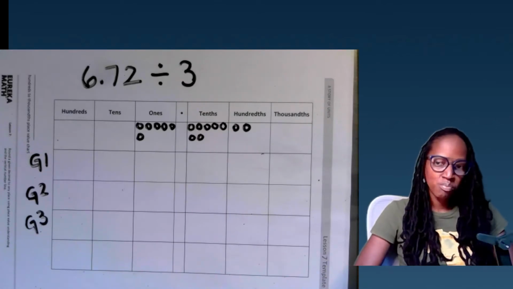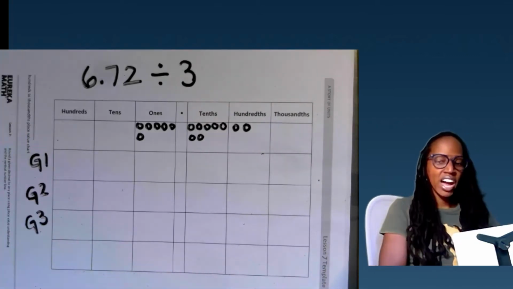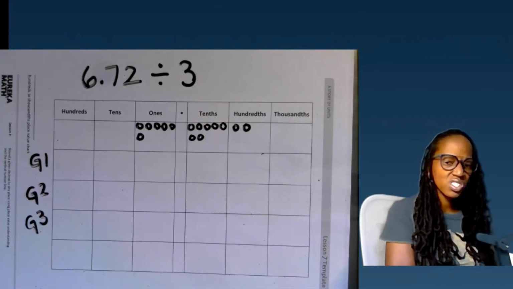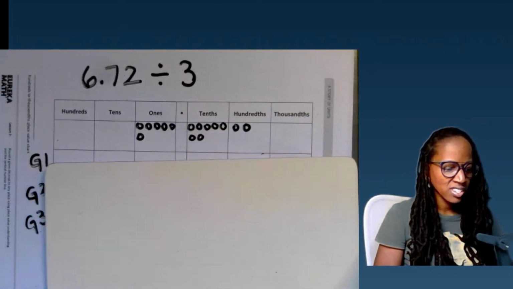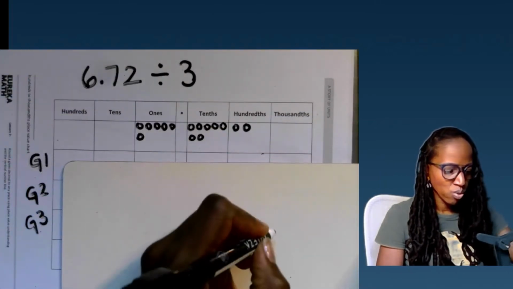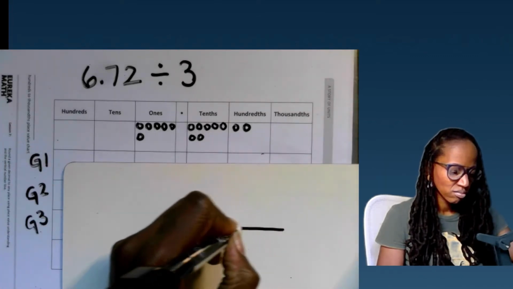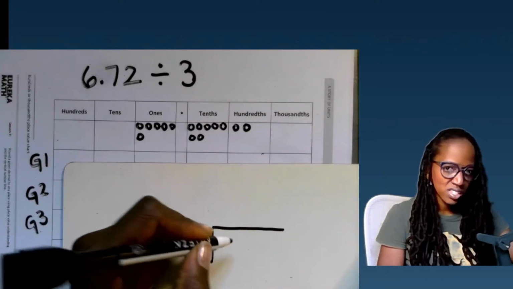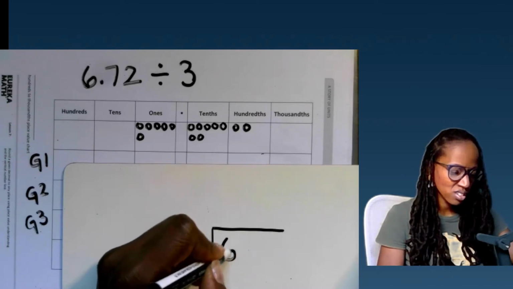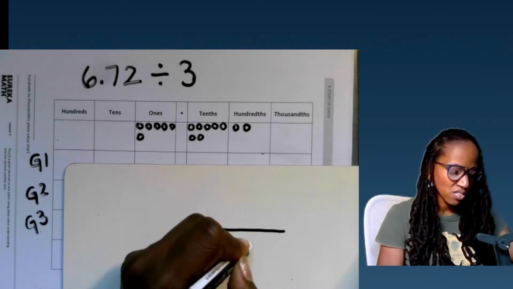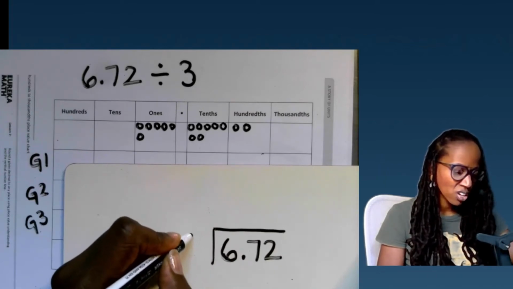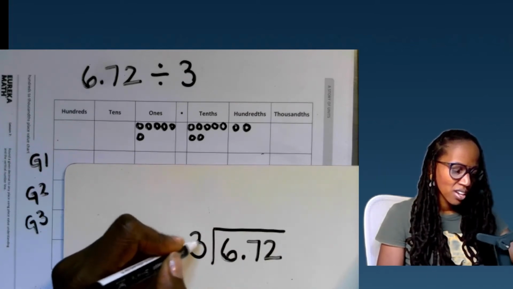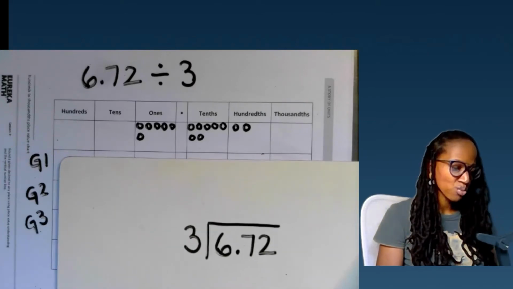So our first step is, we have this set up. I'm going to show you how we would set up the standard algorithm as well. So our first step, if we're writing that standard algorithm, we would write our dividend inside here. We have 6 and 72 hundredths, and we're dividing it, so we have our divisor out here. Our divisor is our equal number of groups, okay?